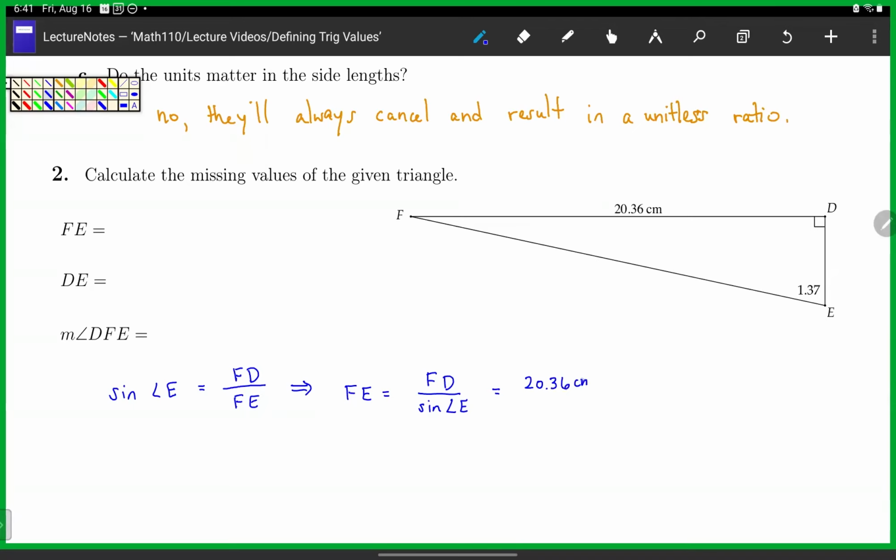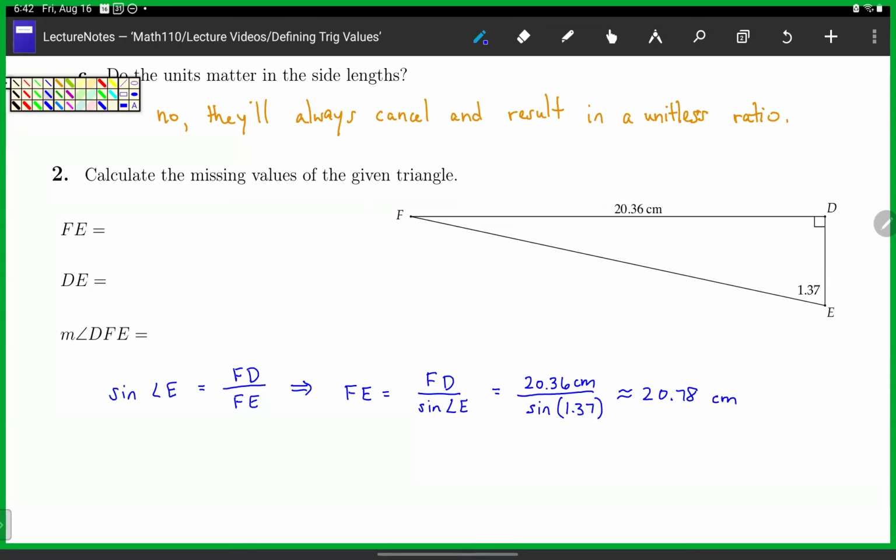20.36 centimeters divided by sine of 1.37. And that 1.37, since it is unitless, it is in fact given to us in radians. So I'm going to use a calculator and make sure that it is set to use radian mode. And when I do that, I get approximately 20.78. And what I have here in numbers is centimeters divided by a pure number, so that result is going to be in centimeters.